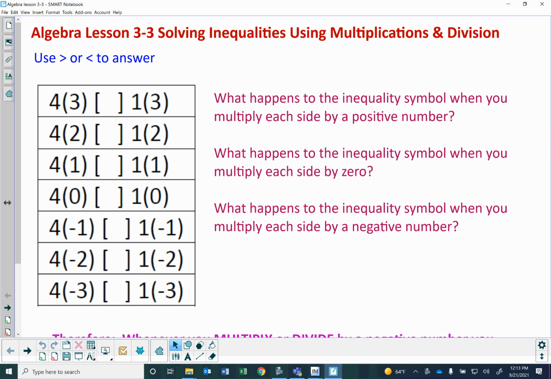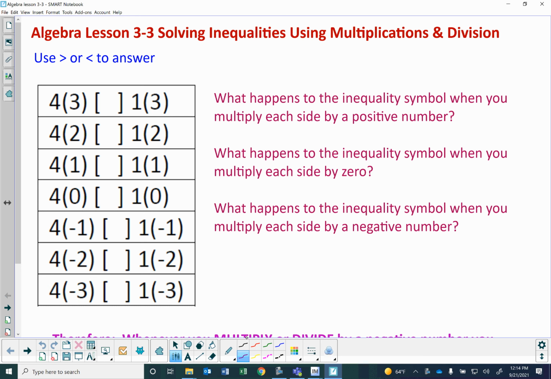This is Algebra Lesson 3-3, Solving Inequalities Using Multiplication and Division. Now let's take a look at a couple of inequalities here. We're going to use either the greater than or the less than symbol to answer. So 4 times 3, which would be 12, is that greater than or less than 3 times 1 times 3, which is 3?